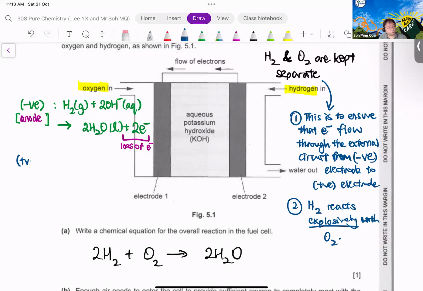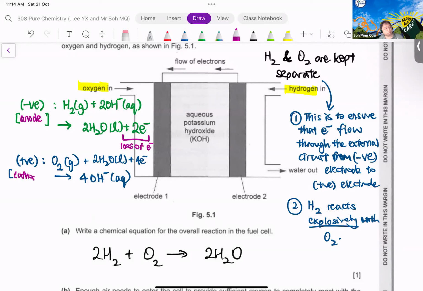The positive electrode is where oxygen is. Oxygen reacts this way. And this is, of course, the cathode, because it's a gain of electrons, it's reduction.